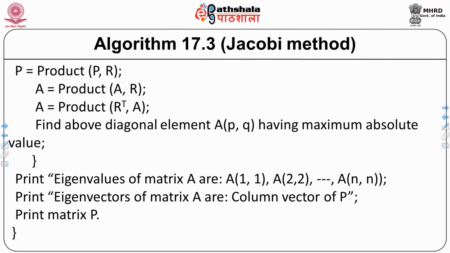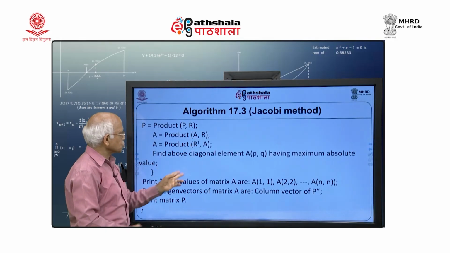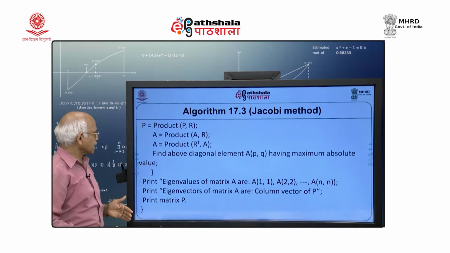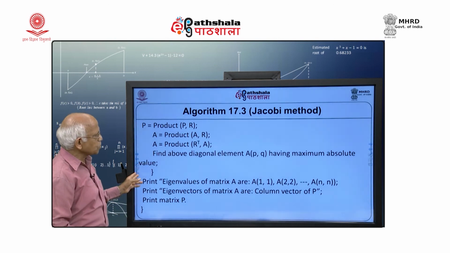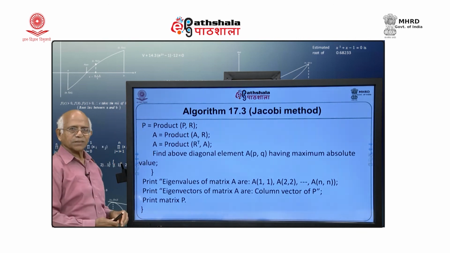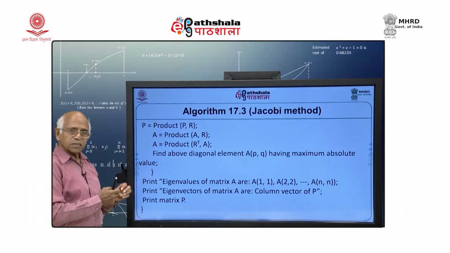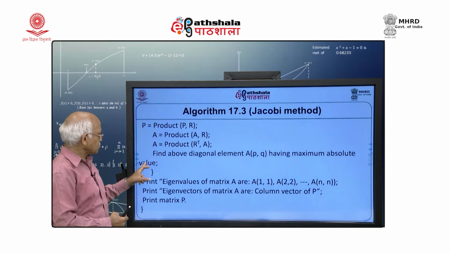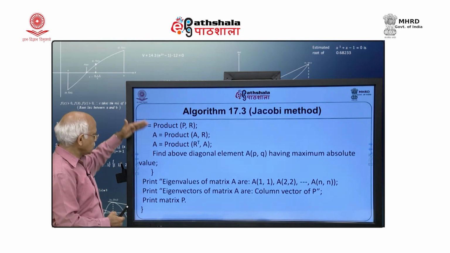Then we find P as the product P R, because we have to find the next iteration value of P and A. A will be considered as the product A R, because we want R transpose A R. I first take the product of A and R, and then take the product of this newly constructed A with R transpose, so ultimately I get R transpose A R. Find the above diagonal element A P Q having the maximum absolute value again, and then go back into the iteration. As long as A P Q is not less than C, this algorithm will continue.